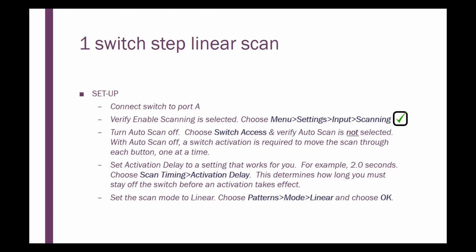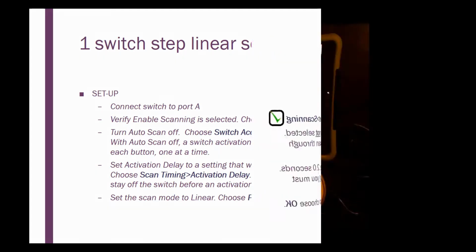Turn Auto Scan off. With Auto Scan off, a switch activation is required to move the scan through each button, one at a time. Set activation delay. In the video example coming up, I set the delay to 2 seconds. This determines how long you must stay off the switch before an activation takes effect. Set the scan mode to linear. Let's take a look.